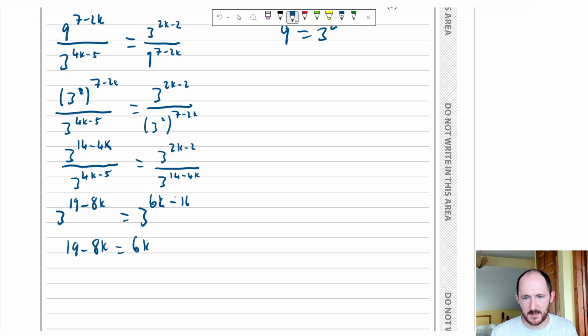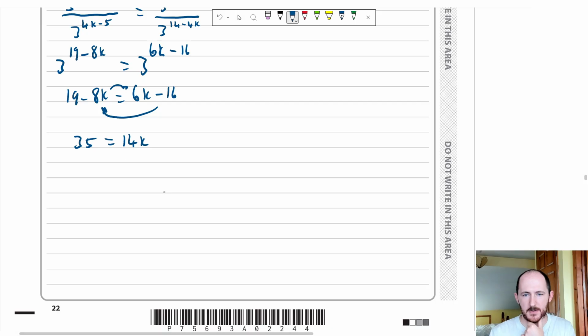It was 6k minus 16. I'm going to move the k's to the right-hand side, the numbers to the left. 19 plus 16 would be 35. So careful with some of the maths sometimes. And that would be 14k. Divide both sides by that, we get 35 over 14 equals k, which if I divide top and bottom by 7, I get 5 over 2.